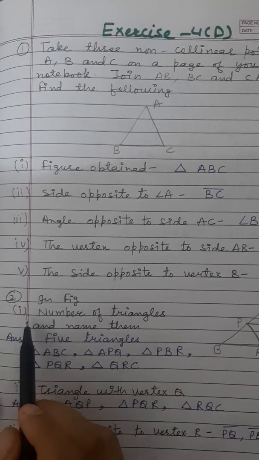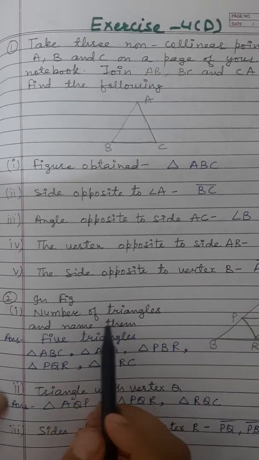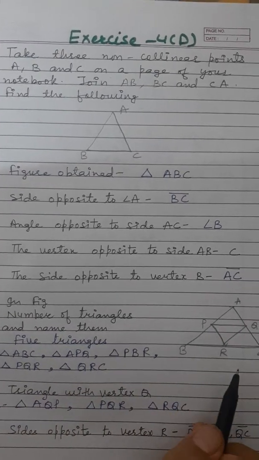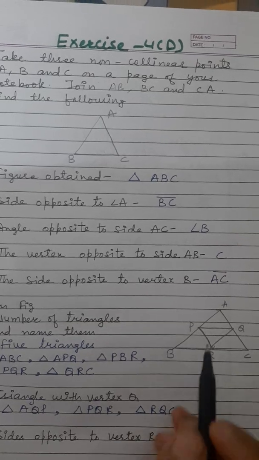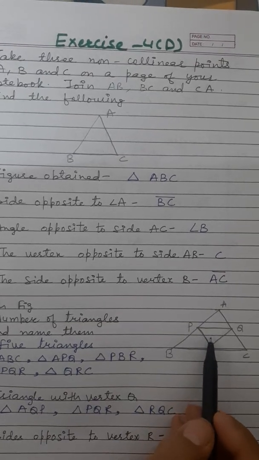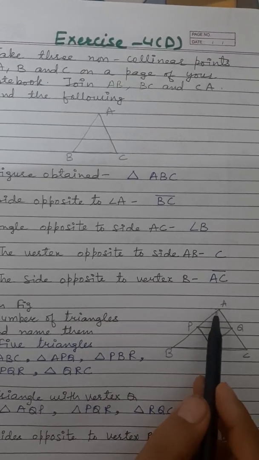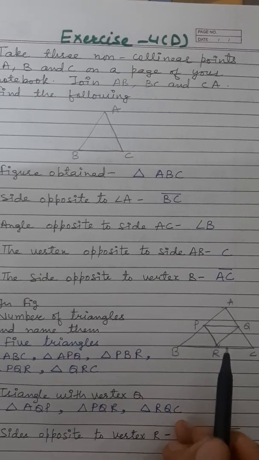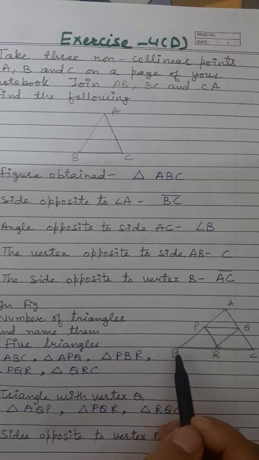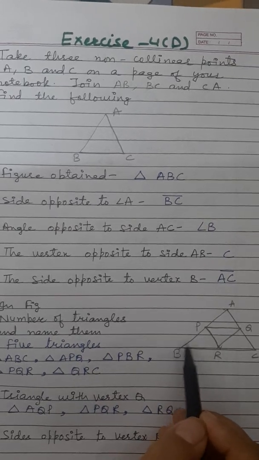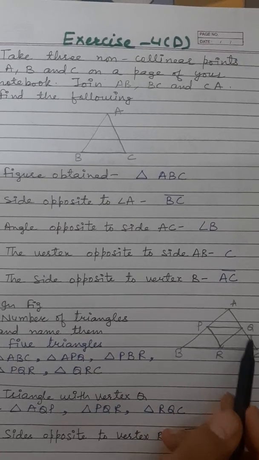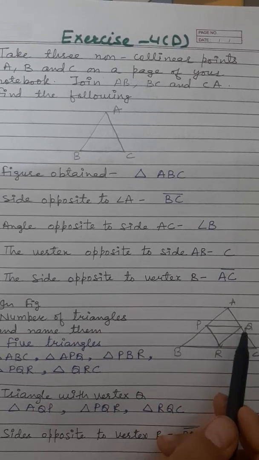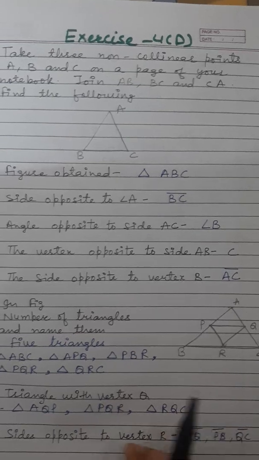Now question number 2 in figure. Number of triangles and name them. See, they are asking how many triangles are there and name them. See first, this is 1, 2, 3, 4 and this is 5. So how many triangles are there? 5. So first is ABC. Next is BPR, RQC, PQR and this is APQ. So these are 5 triangles in this.